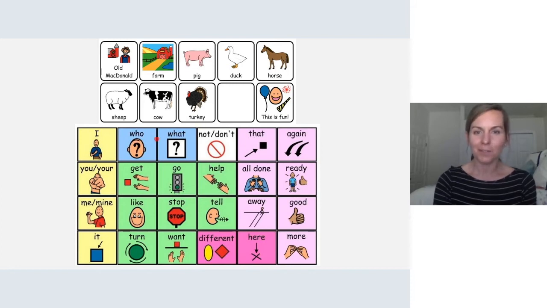What animal did we see then? I saw a cow. You're right. Old MacDonald has a cow on his farm. What animal might be next? I think we need to see a turkey. Are you ready? Let's go.